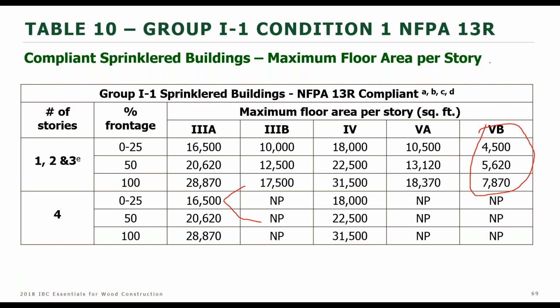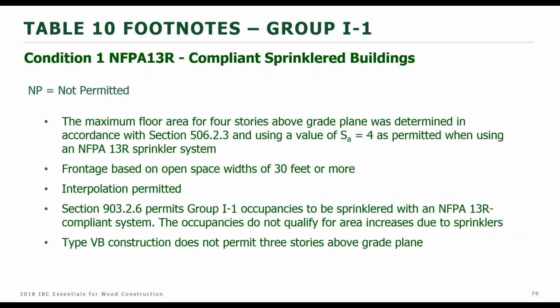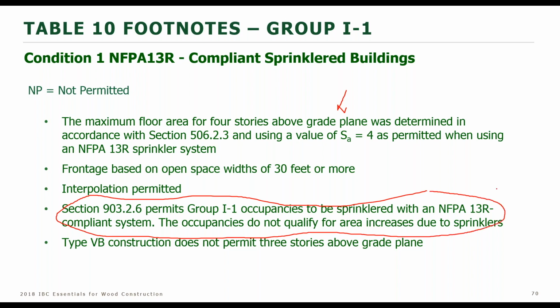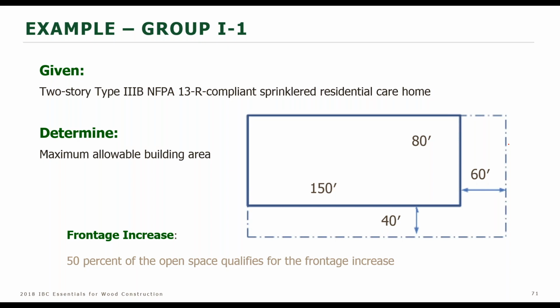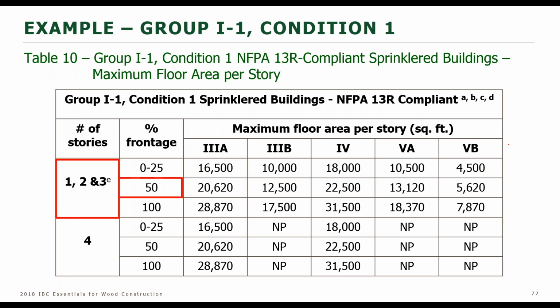Why is that? Well, if we look at the footnotes for the Group I-1 Condition 1 table, it tells us how the allowable area was based. And then it tells us in the footnotes also that, by the way, if you're using a 13R sprinkler system, you don't get an increase due to sprinklers. Okay, so it helps you get to the right answer on this one. So the example, I-1, 13R system, single story. We enter here 50% open frontage. Well, for this, based on the use group, we only are allowed 5,620 square feet.